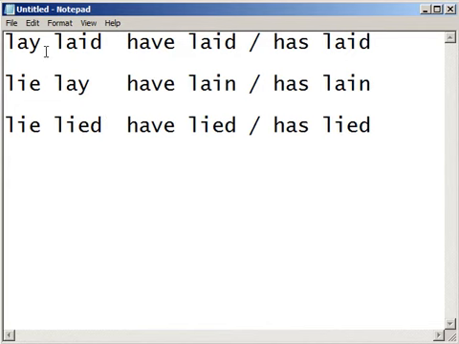Now, this is of course completely incorrect. It's lie, I lie on a bed, and I lay a book on the bed. But yeah, a lot of people do this, and I hear it many times a week. It's actually gotten to the stage where I hear lay used as an intransitive verb more than I hear lie used as an intransitive verb, which is extremely irritating.